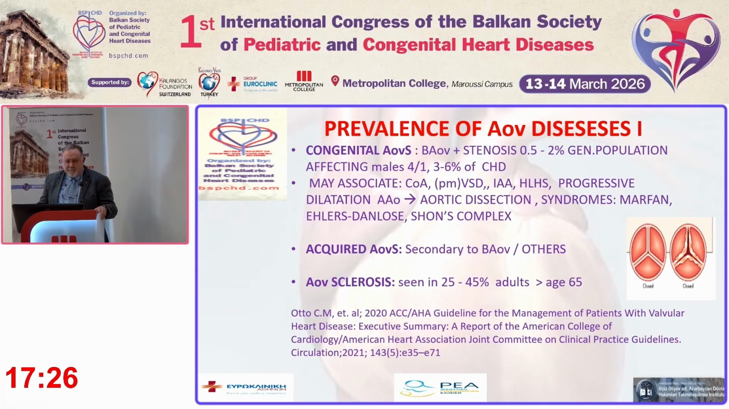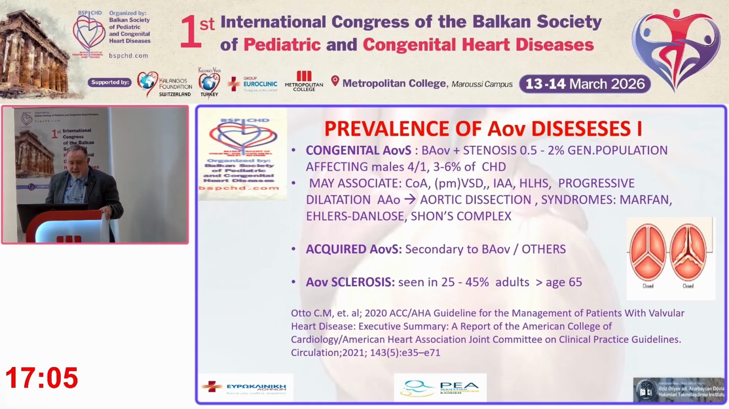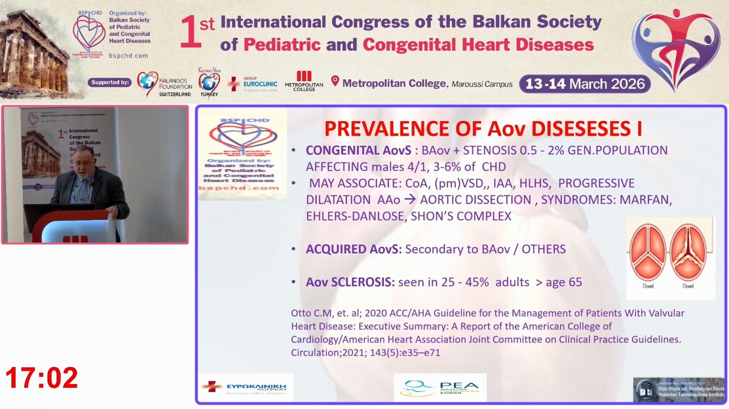up to 0.5% of the general population, may have a mild stenosis at birth. It affects mostly males, as you can see, and accounts for 3 to 6% of all congenital heart disease. It can be associated with coarctation, with a perimembranous VSD, with interrupted aortic arch, with hypoplastic left heart syndrome. It can progress to dilatation of the ascending aorta, leading to aortic dissection, and some syndromes like Marfan, Ehlers-Danlos, and Shone complex have an element of a bicuspid valve or an aortic valve stenosis.